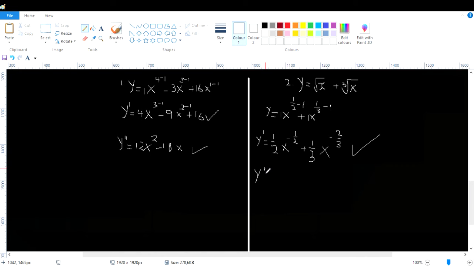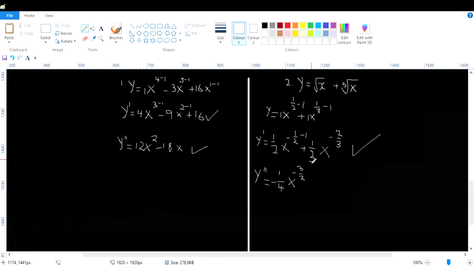This symbol is for a second derivative. Okay, so now we have coefficient 1 over 2 multiplied by minus 1 over 2. So our answer is minus a quarter, minus 1 over 4, then x to the power minus half minus 1, which is equal to x to the power minus 3 over 2.